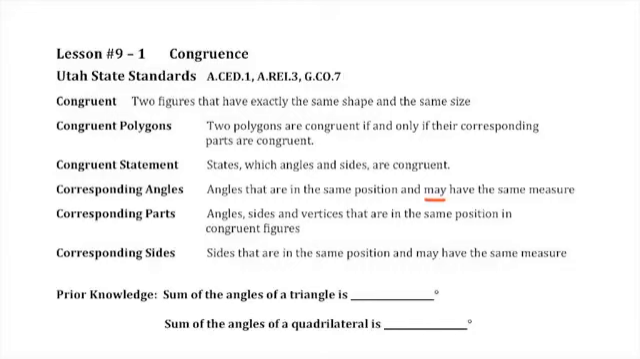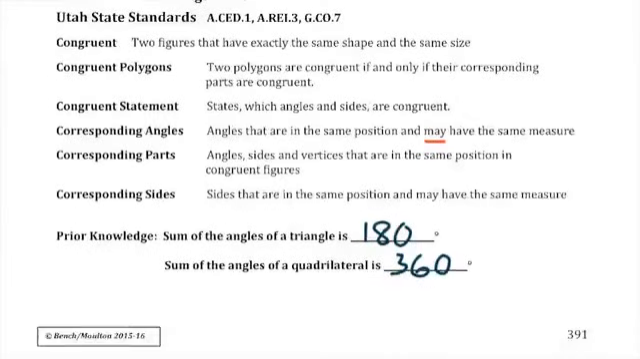So a few things that we need to recall from our previous math classes are that the sum of the angles of a triangle is 180 degrees. Also that the sum of the angles of a quadrilateral is 360 degrees. Now we're going to use this information along with these definitions, and we're going to talk about congruent figures.